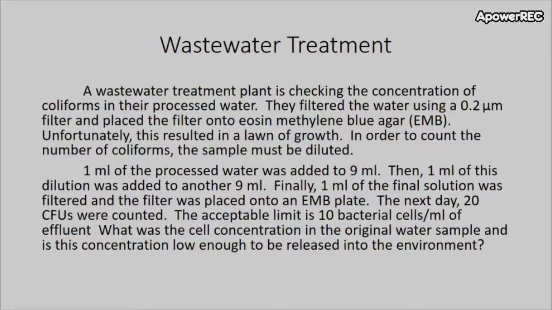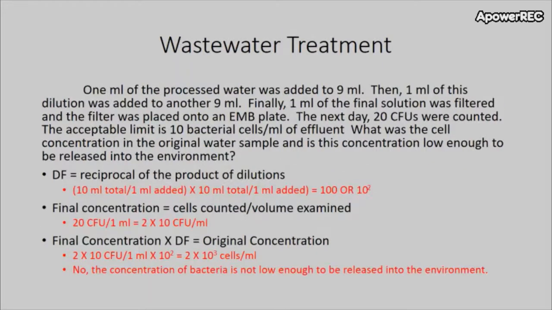And now we need to determine what the original cell concentration was of the water sample, and is it low enough that we can release this water into the environment. Okay, so remember I said we need to first find our dilution factors. We need to find what our final concentration was, and that's the cells counted per volume examined, and that needs to be in cells or CFUs per milliliter. And then we multiply the two together to get our original concentration.